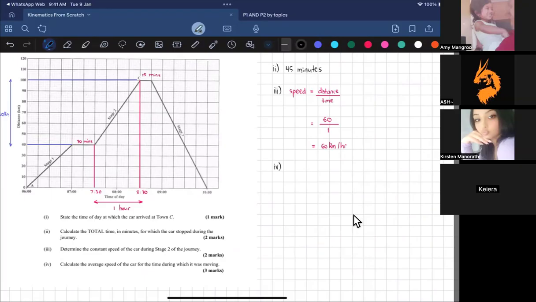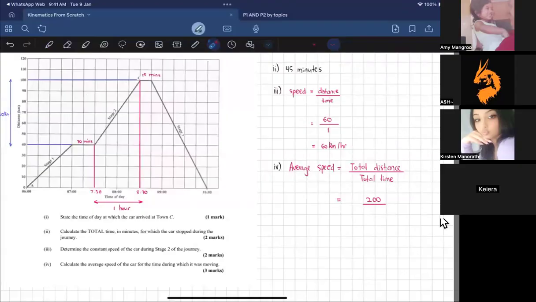So if I want to figure out average speed, average speed is just equal to the total distance all over total time. So Kira, explain why I'm saying the total distance is 200 kilometers and not 100. Because if you look at the graph, the highest value for distance is 100. Why are you saying 200?